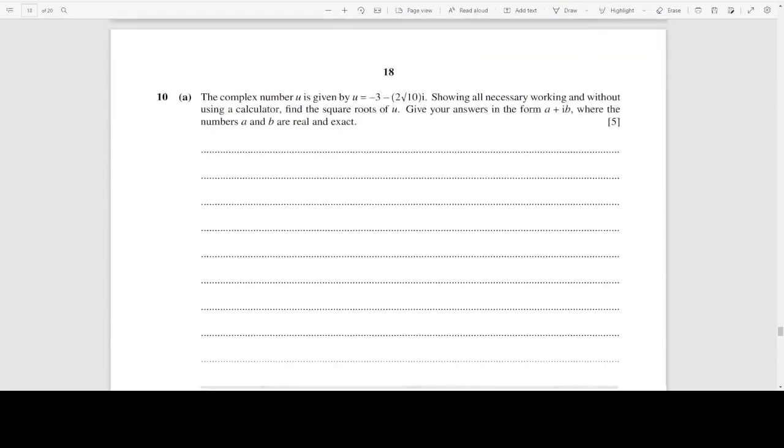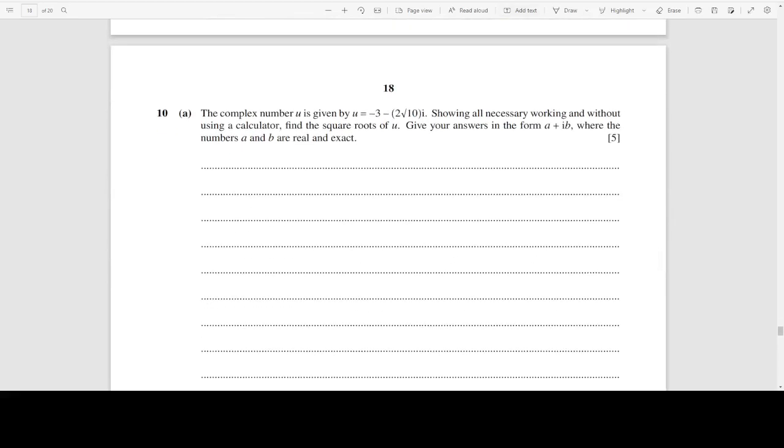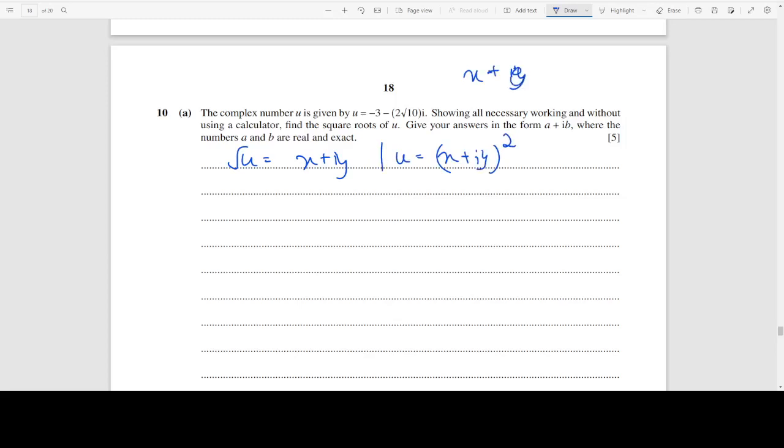Alright guys, so there are I guess 2 questions left. Let's continue. Complex number u is given by this. Showing all necessary working without using a calculator, find the square roots of u. So square roots of u is just going to be in some form, let's say x plus iy. So u is going to be x plus iy the whole square, because complex numbers are written in this format, x plus iy.